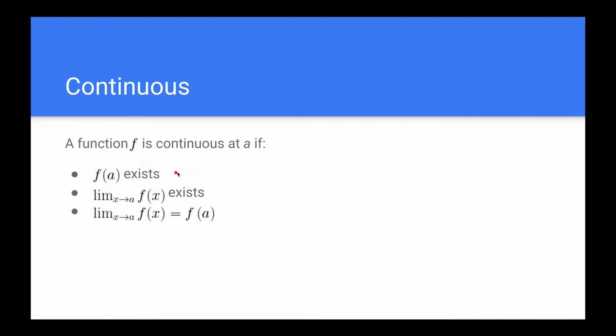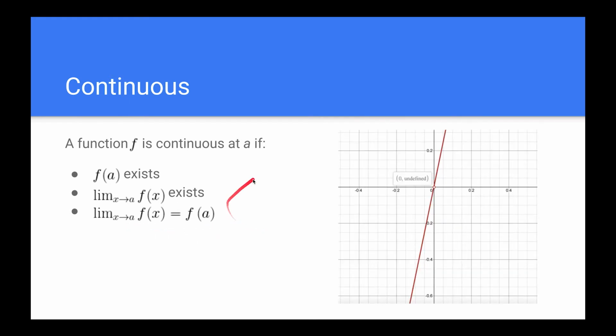The first condition is that f of a exists, the second is that the limit as x approaches a of f of x exists, and the third is that the limit as x approaches a of f of x is equal to f of a. So the first condition: f of a exists. If we say a is 0, we know that f of a does not exist, so this is not continuous at 0.